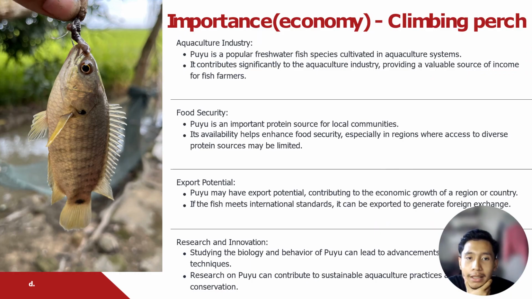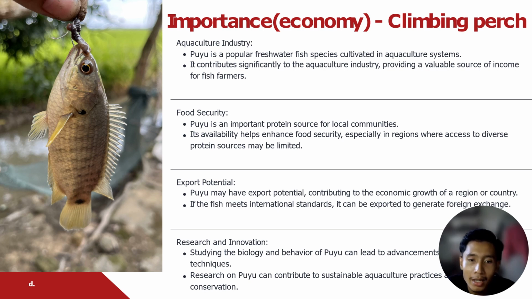Okay, we go to the next slide. The importance to the economy in Malaysia. Climbing perch in the aquaculture industry is a popular freshwater fish species cultivated in aquaculture systems. It contributes significantly to the aquaculture industry, providing a valuable source of income for fish farmers. Then food security. It is an important protein source for local communities. Its availability helps enhance food security, especially in regions where access to other protein sources may be limited.